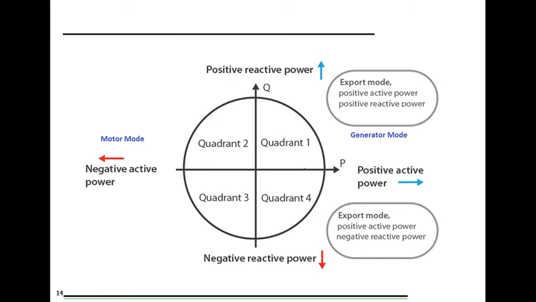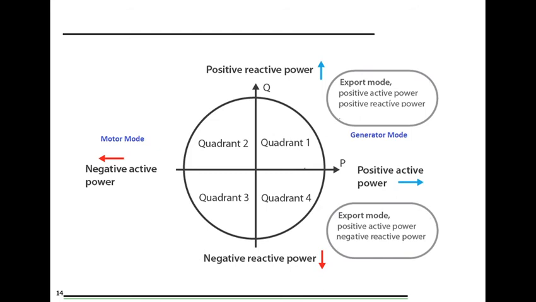In the first quadrant, active power P is positive and reactive power Q is positive. In the second quadrant, active power P is negative, while the reactive power Q is positive. In the third quadrant, active power P is negative and reactive power Q is also negative. In the fourth quadrant, active power P is positive while the reactive power Q is negative. So the first and the fourth quadrant, where P takes the positive value, make the generating mode as it generates active power, and the second and the third quadrant, where P, the active power, is negative, make the motoring action.